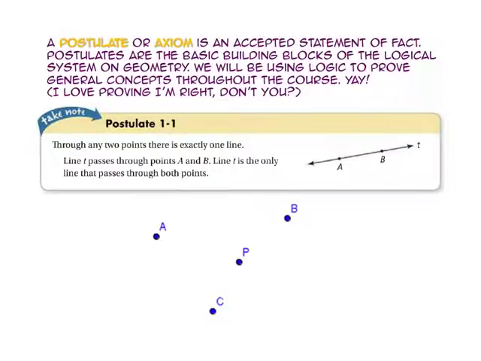A postulate or axiom is an accepted statement of fact. They are the basic building blocks of the logical system of geometry. We're going to be using logic to prove general concepts throughout the course. Let's look at postulate 1-1. It states that through any 2 points there is exactly one line. So here, if I draw a line, I can only intersect 2 of those points at a time.